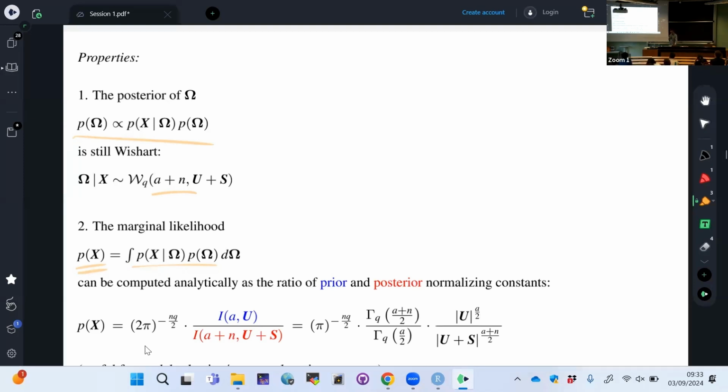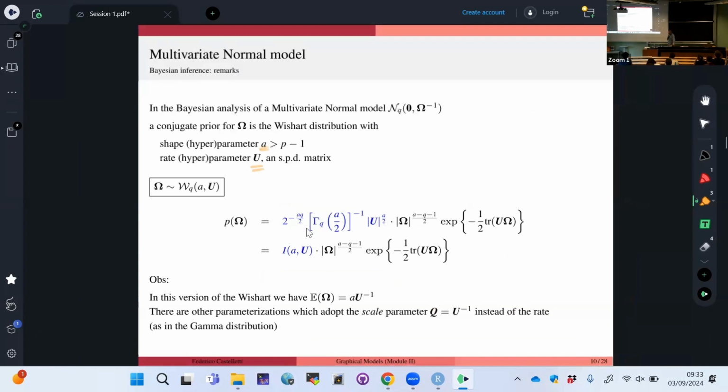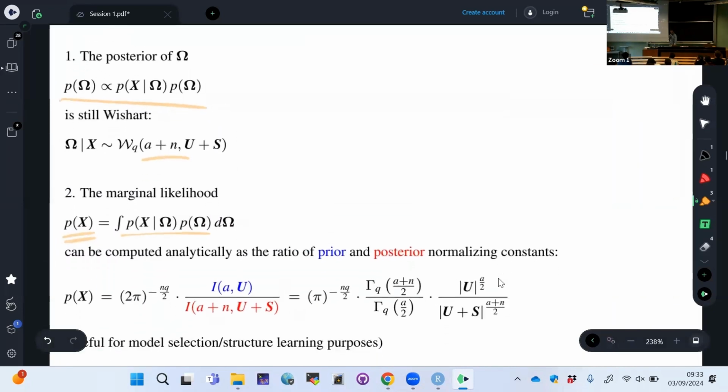Then if we write explicitly the prior and posterior normalizing constants, something simplifies. This is the reason why you see pi and not 2 pi here, because in the normalizing constant of the Wishart we have this term as well. If you do some calculations, you obtain this expression, which again you can compute exactly. If you set the prior hyperparameters, you have some data so that you can compute S, and you have the sample size, you can compute the value of this marginal likelihood. We will see that this is useful for model selection purposes in Bayesian graphical modeling.